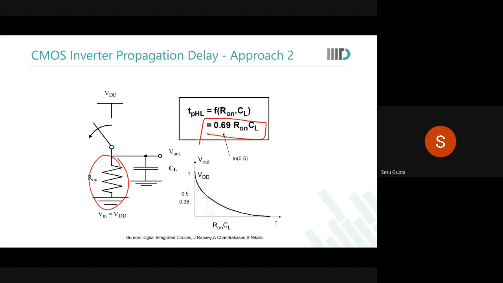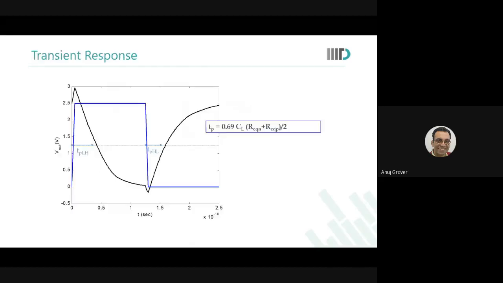Yes, sir. So then we say that, okay, if I model it through this kind of a more accurate R-on model, then my TPLH and TPHL will be represented by the equivalent resistance of the NMOS and the equivalent resistance of the PMOS, and my average delay would look something like this. Are you with me?